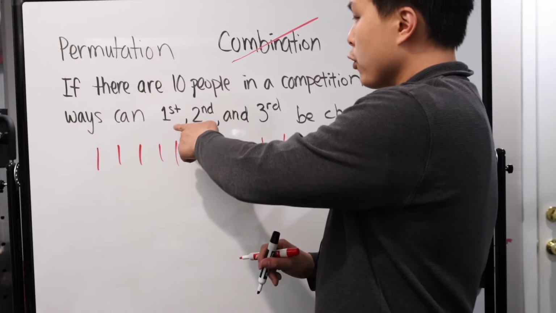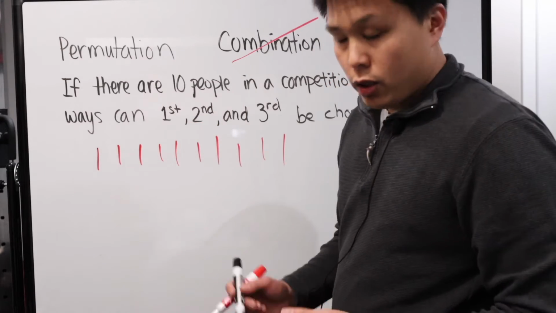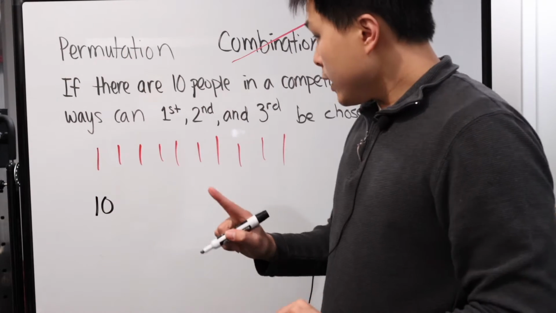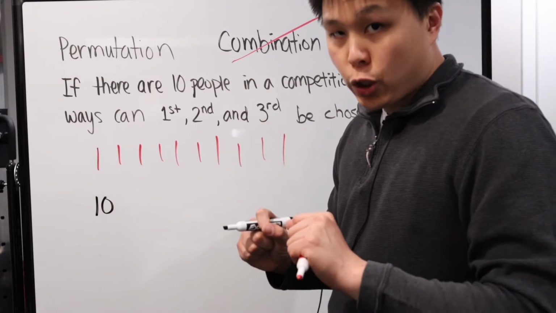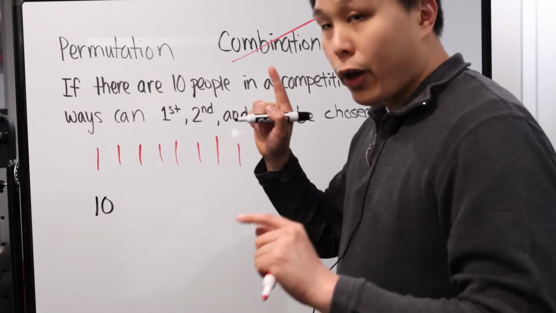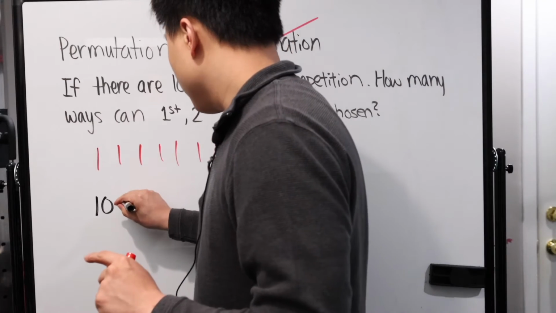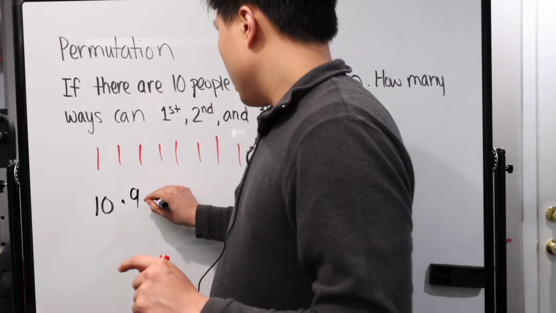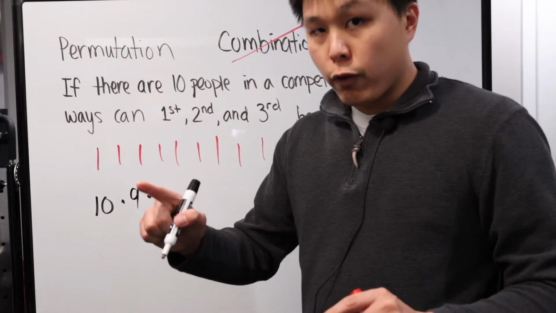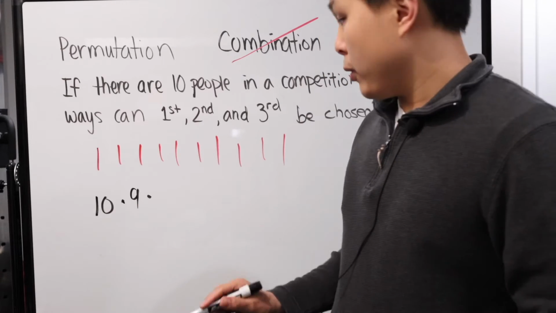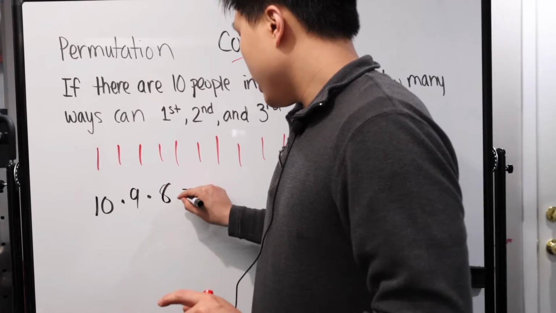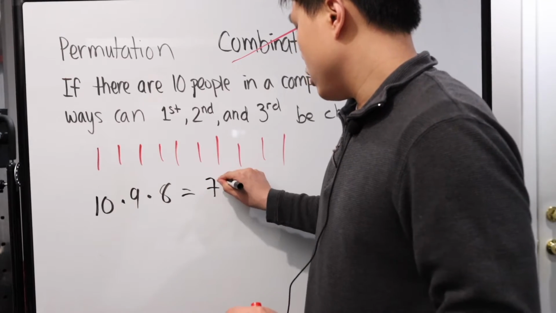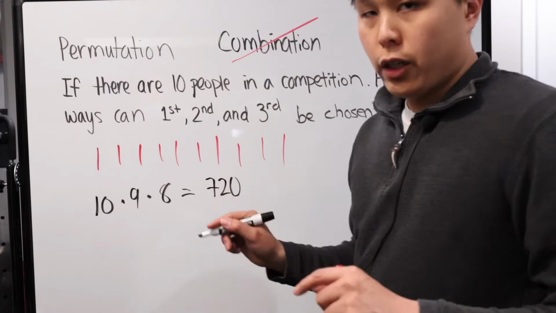Well, for the first place, there are all 10, so we have 10 possibilities. For the second place, one person's already chosen as first place, so now you have 9 other possibilities, so you multiply by 9. For the third place, since you have 2 people chosen already, one for first place and one for second place, you only have 8 people left. So you have 8 possibilities. And just like that, you already have your result: 10 times 9 times 8. Well, that's 72 times 10, which is 720 different ways of figuring out first, second, and third place.